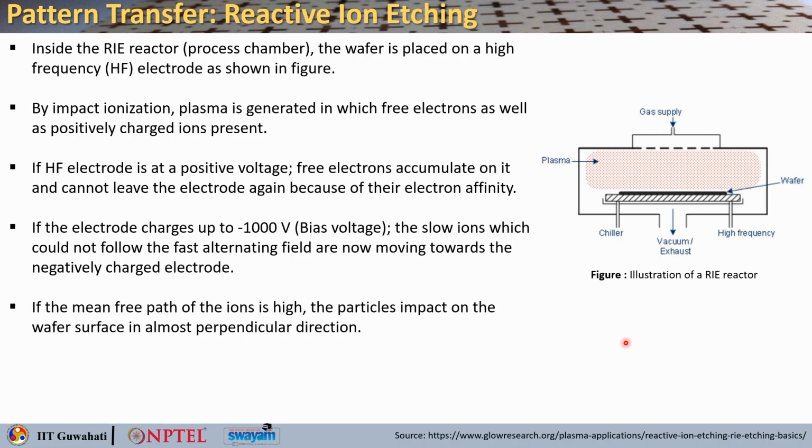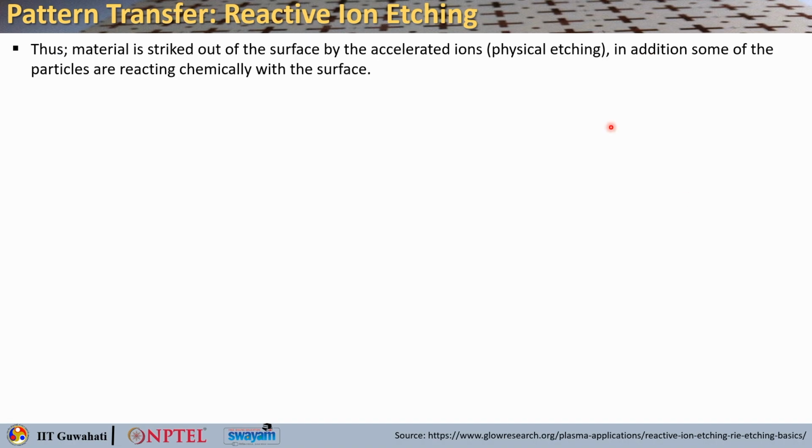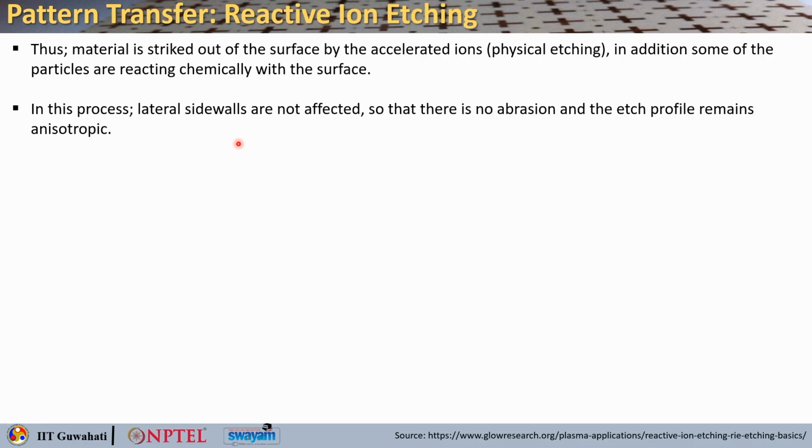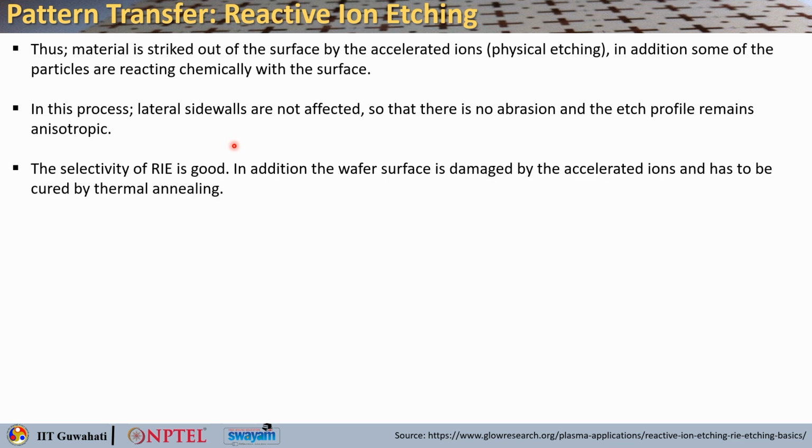So, in this case, if the mean free path of the ions is high, the particles impact on this wafer almost perpendicular, right. So, in this case, the material is basically struck out of the surface by an accelerated ion. So, it is basically a physical etching. In addition, some of the particles are basically reacting chemically with the surface. So, in this process, lateral sidewalls are not affected, so that there is no aberration and the etch profile remains anisotropic. And here the selectivity of reactive ion etching is good.